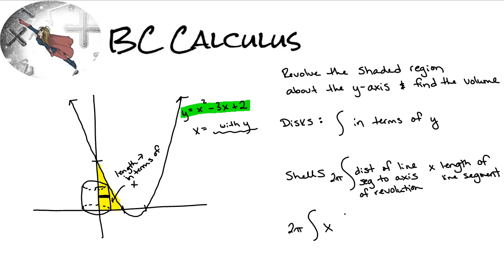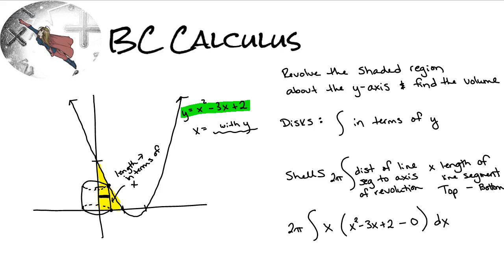Then you multiply that by the length of the line segment, which we find by subtracting top minus bottom, since now it's running up and down. The top of the line segment is on the curve, so that is x squared minus 3x plus 2. And the bottom of the line segment is touching the x-axis, so that's minus 0. And this is all in terms of x.